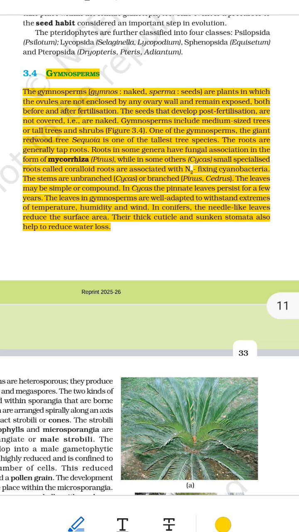These are plants whose seeds are not enclosed inside any fruit. In flowering plants, like mango, seeds are hidden inside fruits. In gymnosperms, the seeds stay open and exposed, often seen sitting on cones.